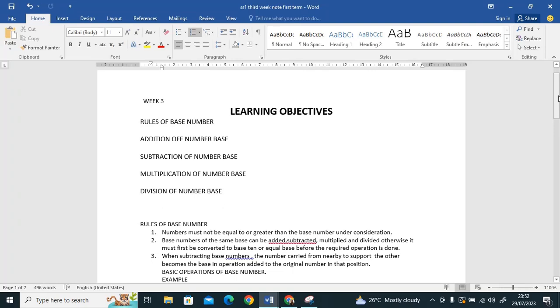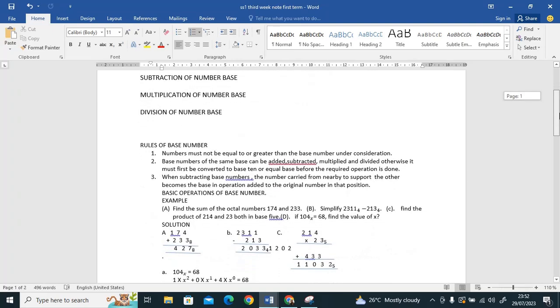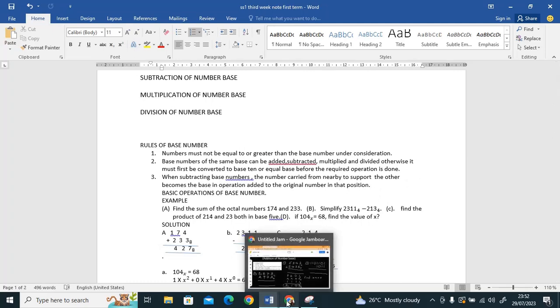And for the rules of number bases, there is a note. I will attach these notes to this lesson so you can read the rules by yourself. But let me explain using the questions I gave. The number must be less than the base under consideration, and so on. So what does all this mean? Let's solve some questions now.